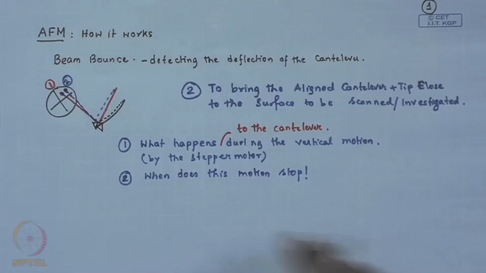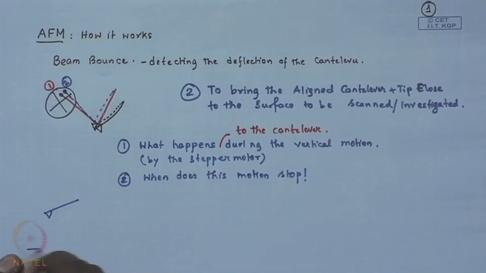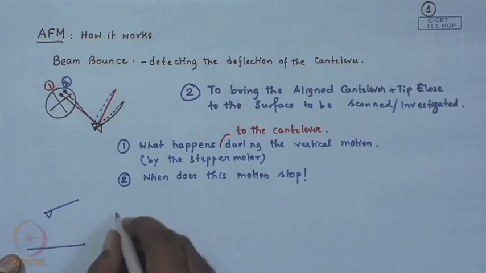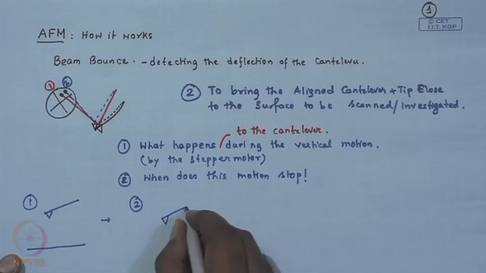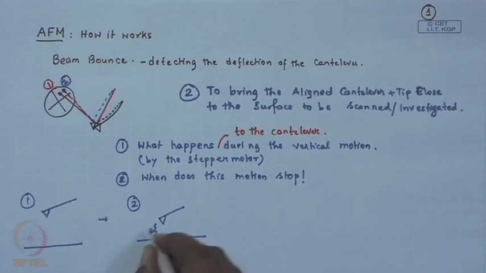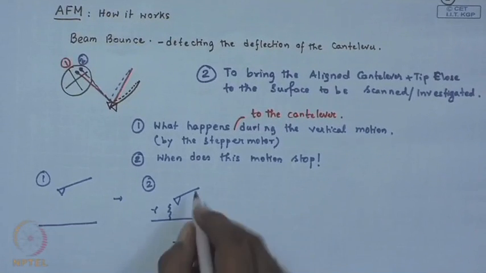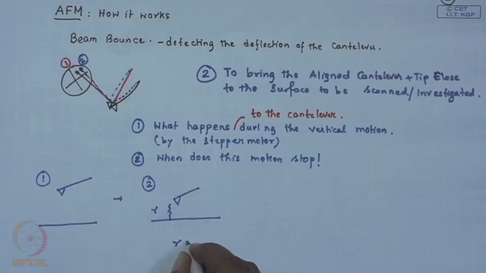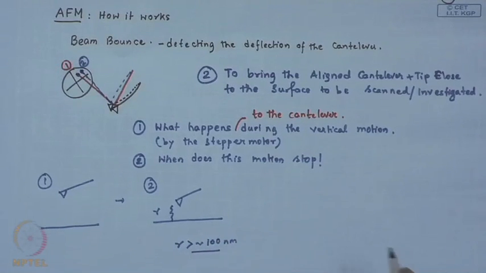Okay. So, what do you expect to happen? Firstly, here is the aligned cantilever and the surface is far away. So, this is stage 1. Stage 2 is you bring it close, but still it is quite far away. And what is this quite far away? This R, since we are now talking about two surfaces, the surface of the probe and the sample surface. If this R is beyond 100 nanometer, nothing happens.